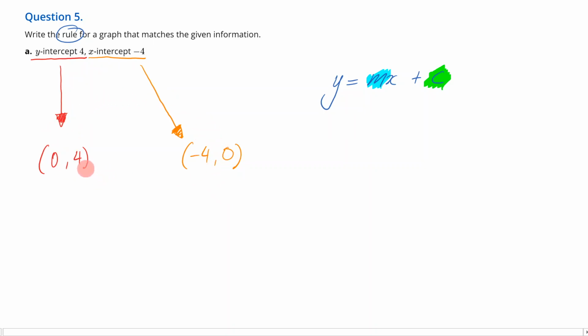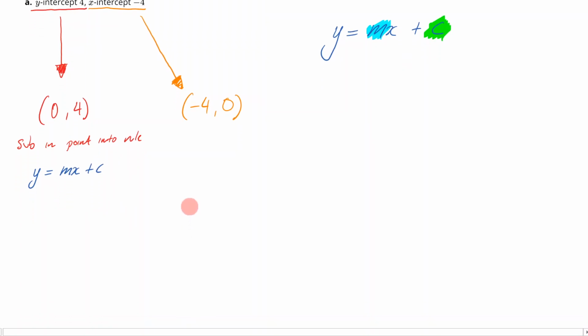What I'm now going to do is sub in this point into this rule. What is my rule? My rule is y is equal to mx plus c. I'm now going to sub in the point 0, 4. 0 is my x value, so I'm going to put 0 there. And 4 is my y value.